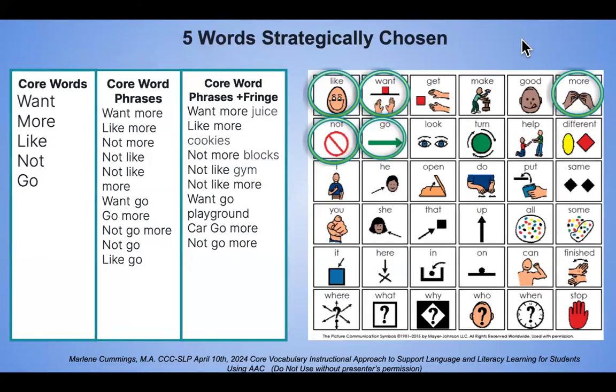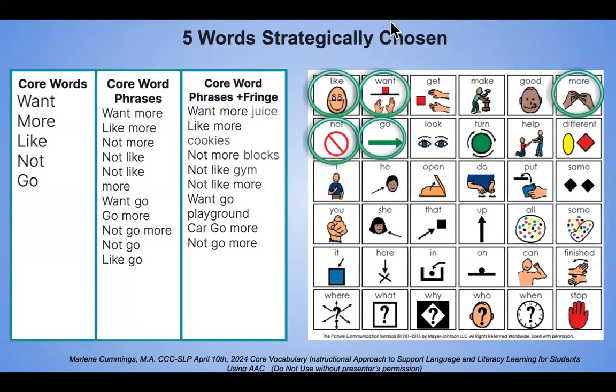So here's an example of choosing those 5 words. Now, again, we've been providing a lot of training recently, and people say, I can't do all 5. And so we just encourage them to start with 2, start with 3, make it work for you. We don't want more stress. We just want people to be doing more instruction that is explicit to the core words that they have available on their communication systems.